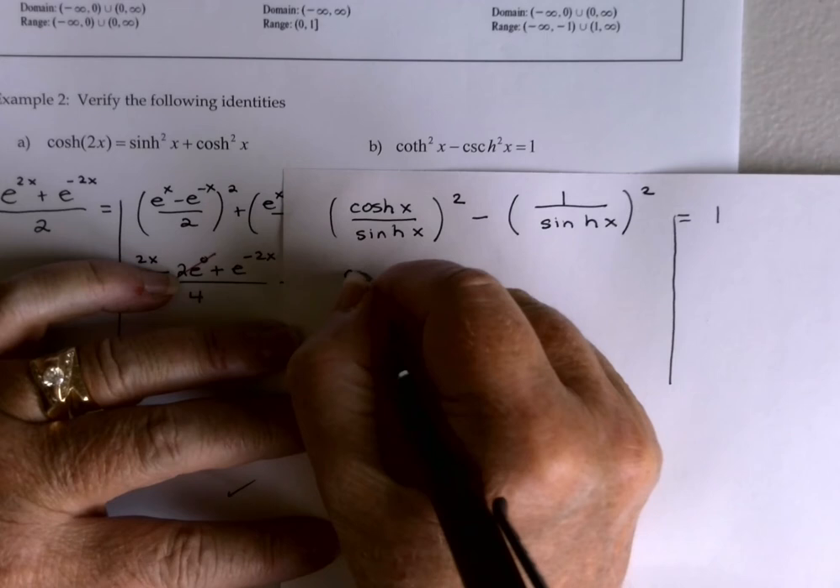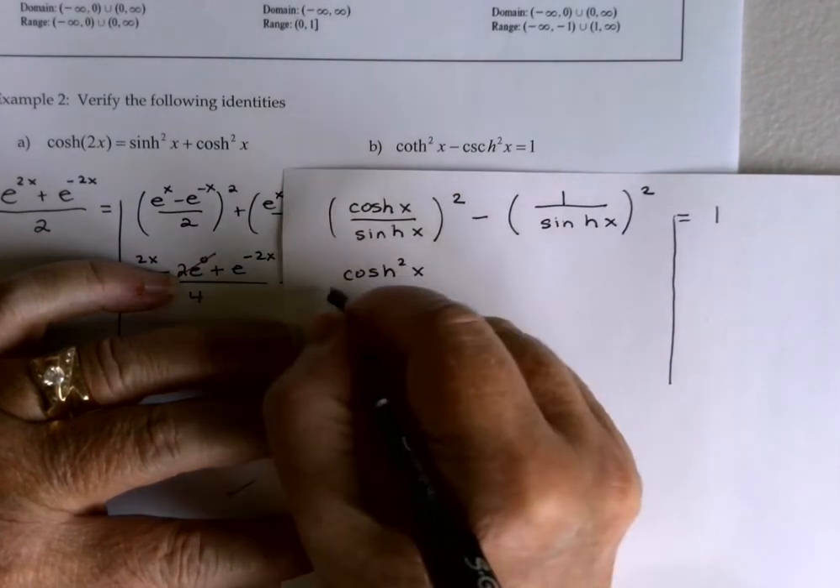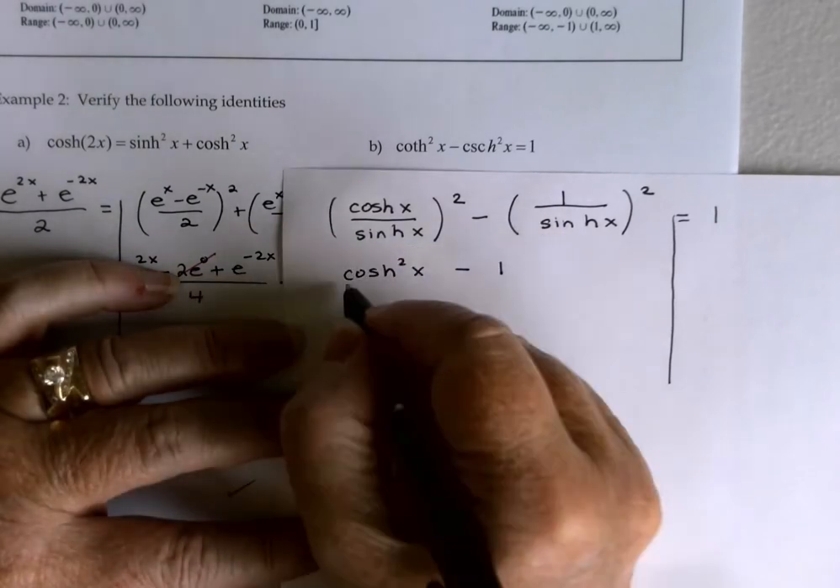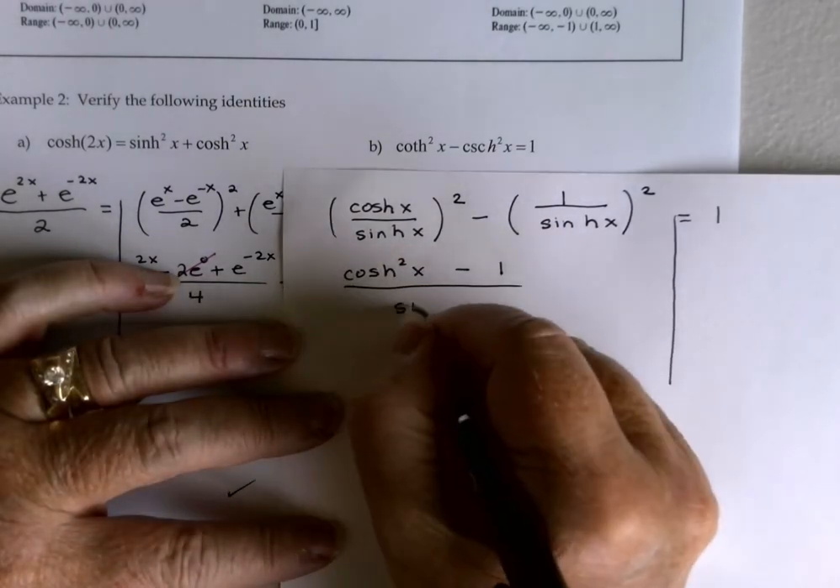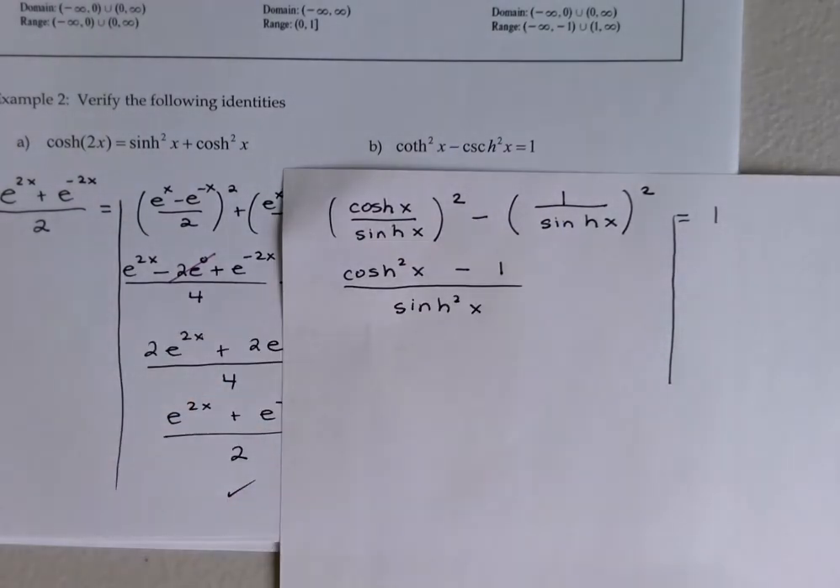All right, I'd have cosh squared x minus 1 squared is still 1. And I'm going to put that all over the common denominator of sinh squared x.